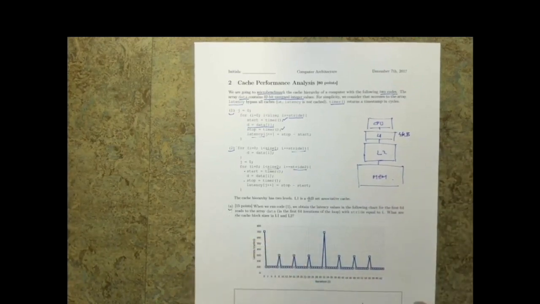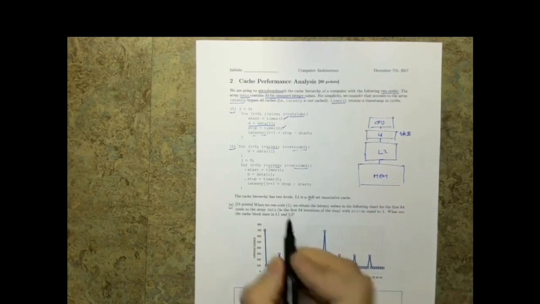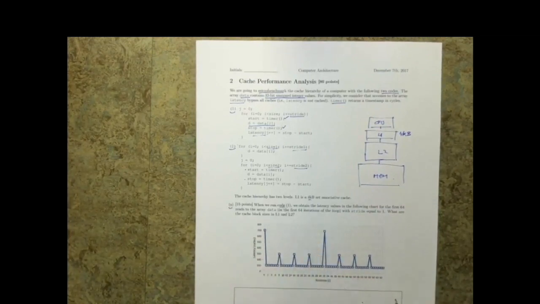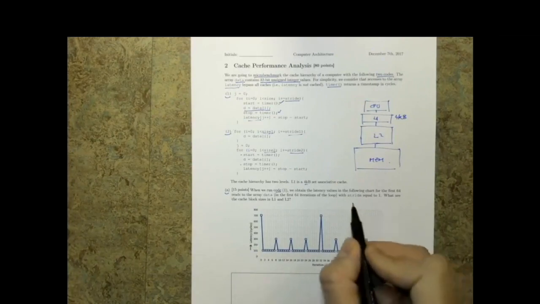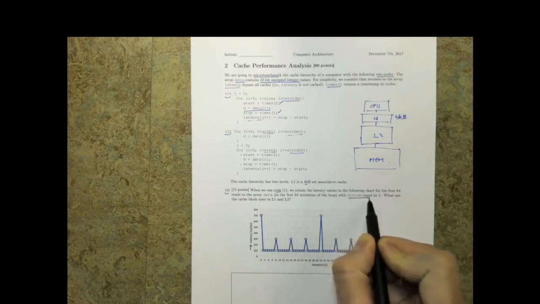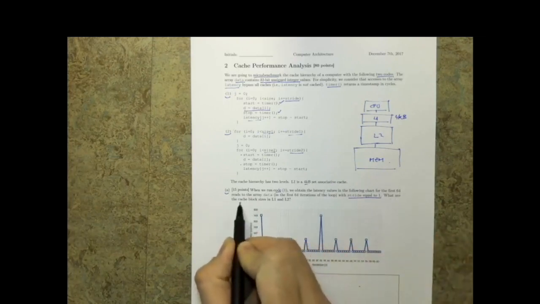Part A says that we run code 1 and we obtain this chart that you can see on the screen. In this chart, what we can read is the latency of every memory access for 64 memory accesses. Keep in mind that the stride in these memory accesses is 1. This part of the question asks about the cache block sizes in L1 and L2. So what happens here?